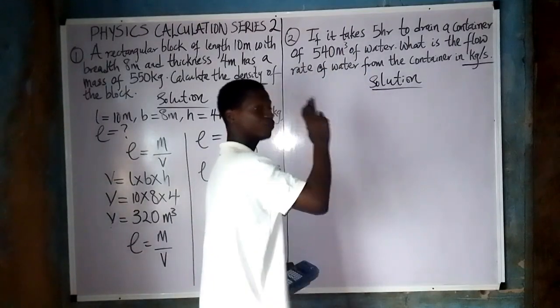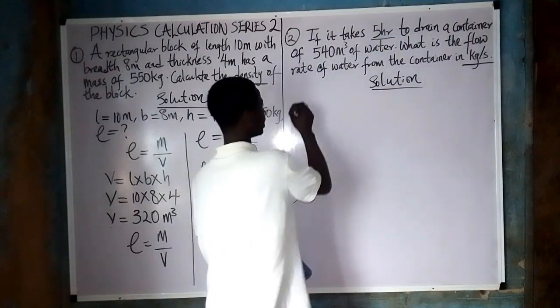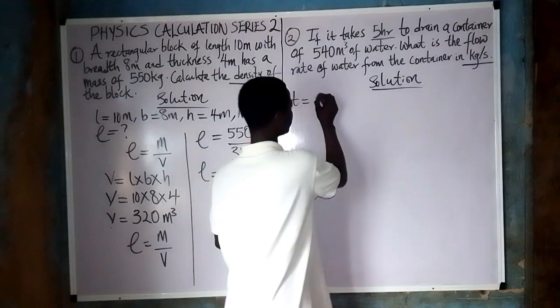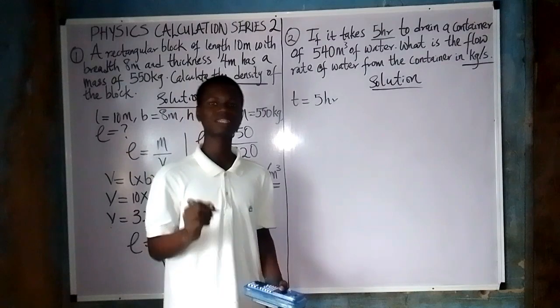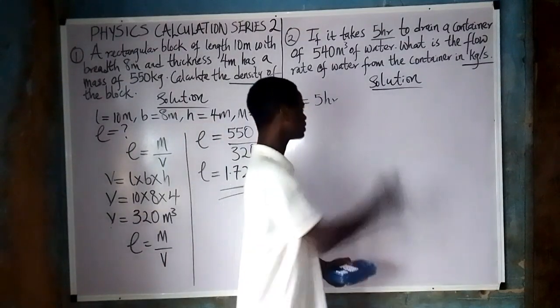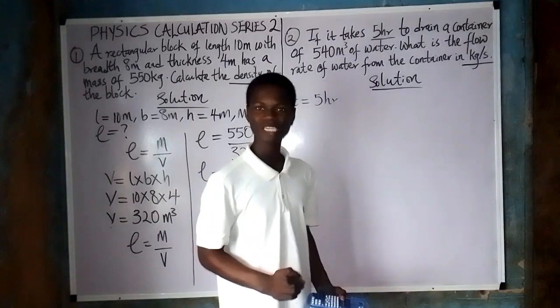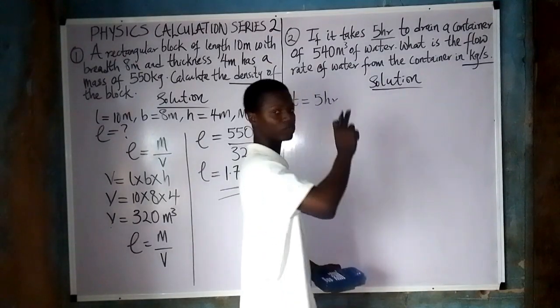They said if it takes 5 hours. So we're given time in this question. Our time was given to be 5 hours. But we know that in physics, hour is not the standard unit for time, is it not? So what is the standard unit of time we have to convert this to? The standard unit for time is what? Second. So guys, we are going to be converting from 5 hours to what?